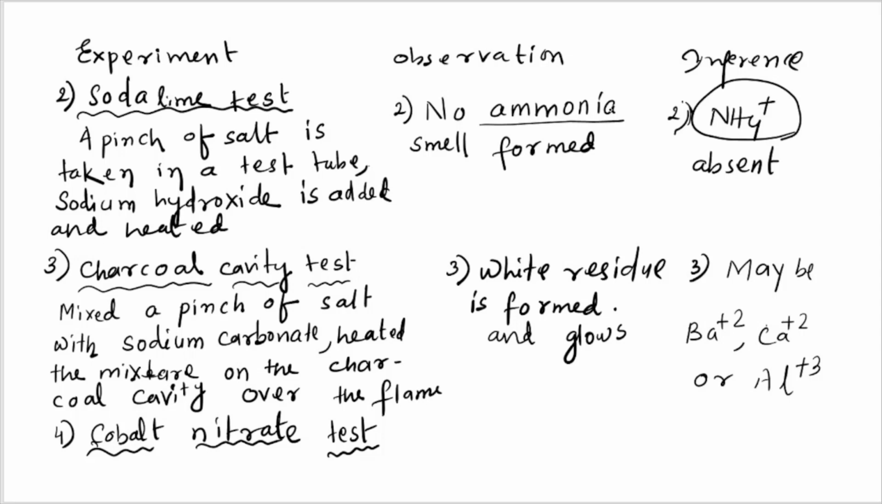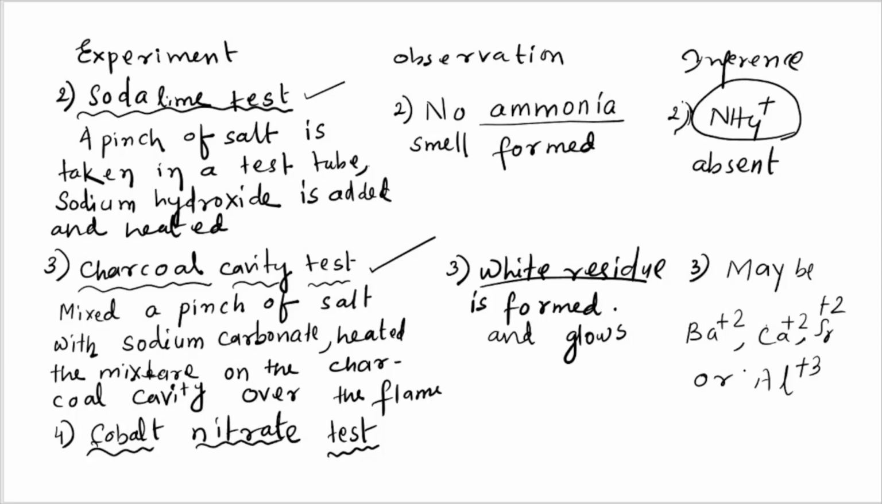Then come to the charcoal cavity test. What to do? You make a cavity in a charcoal, mix the salt with sodium carbonate and heat it in the oxidizing flame. Then what will you get? A white residue forms, and it may be Ba2+, Ca2+, Sr2+ and also Al3+. Remember here the salt is white crystalline. Always remember the color of the salt and the structure of the salt.